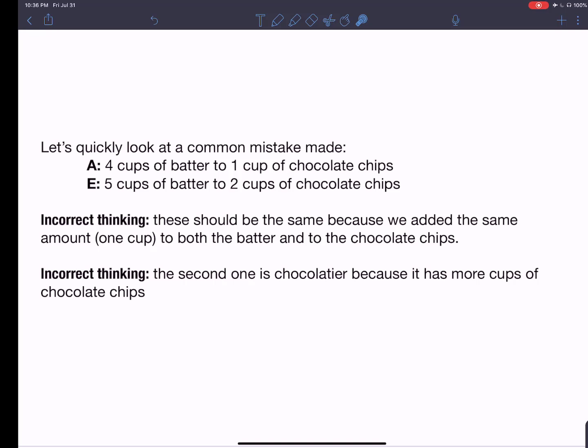So here's a completely different example. Same A, 4 cups of batter, 1 cup of chocolate chips, but now I made a whole other batter because I'm just the cookie monster right here. 5 cups of batter to 2 cups of chocolate chips. This is what I've heard, and it's incorrect thinking.